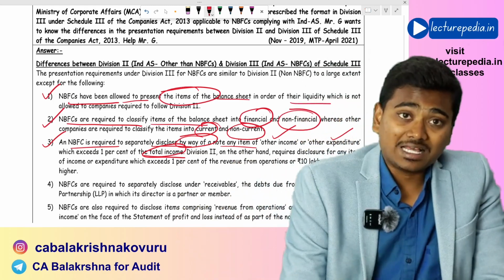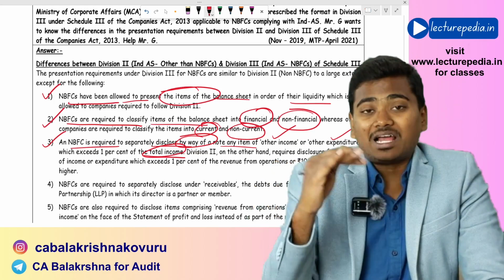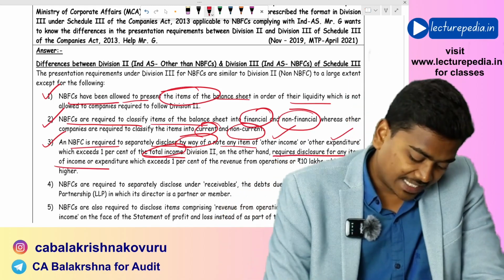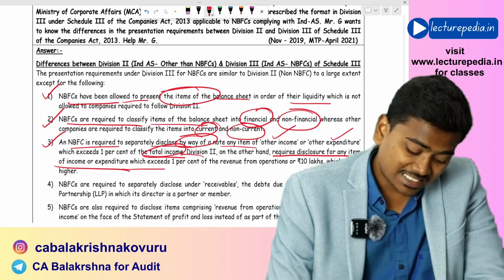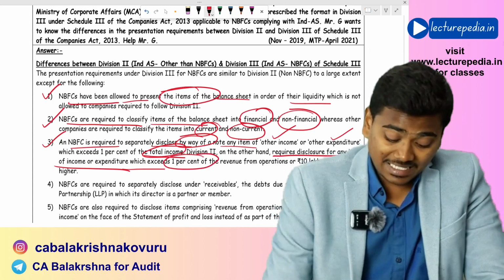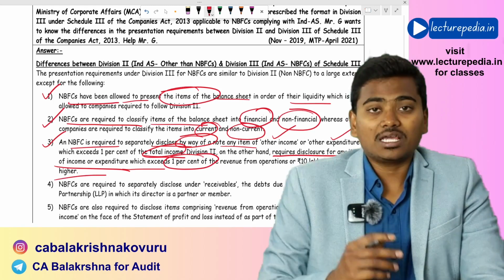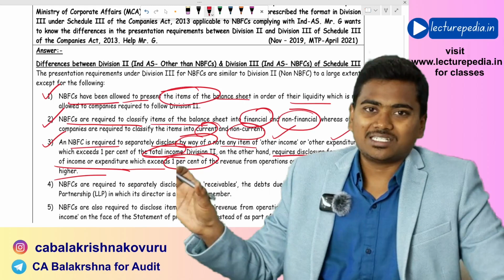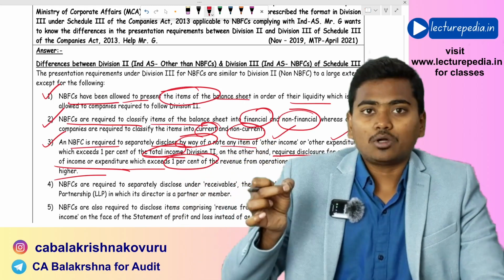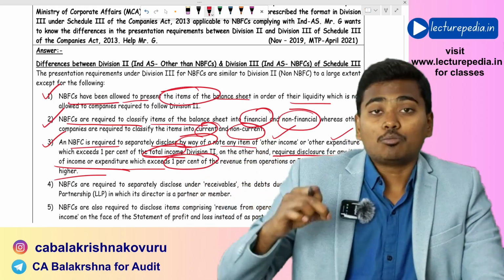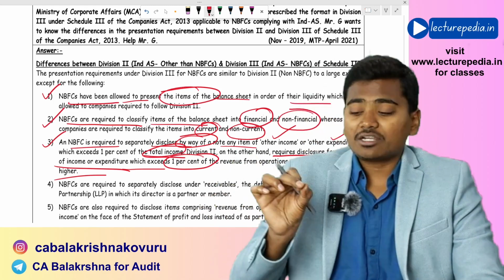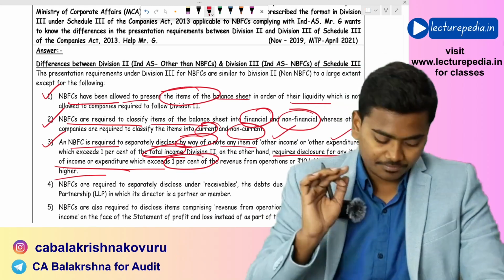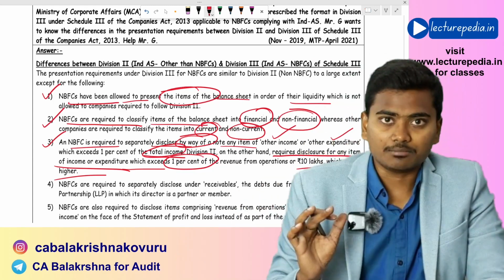Whereas in case of Division 2, for companies other than NBFCs, disclosure is required for any item of income or expenditure which exceeds 1% of total revenue or 10 lakhs, whichever is higher. That type of item requires separate presentation. It cannot be clubbed into other income.